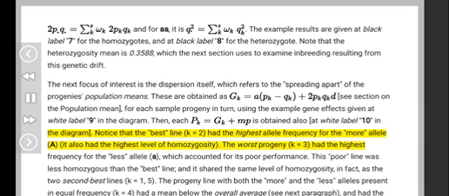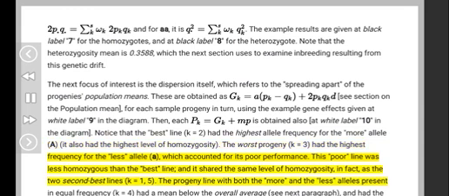Notice that the best line k equals 2 had the highest allele frequency for the more allele A. It also had the highest level of homozygosity. The worst progeny k equals 3 had the highest frequency for the less allele a, which accounted for its poor performance. This line was less homozygous than the best line, and it shared the same level of homozygosity, in fact, as the two second best lines k equals 1, 5.